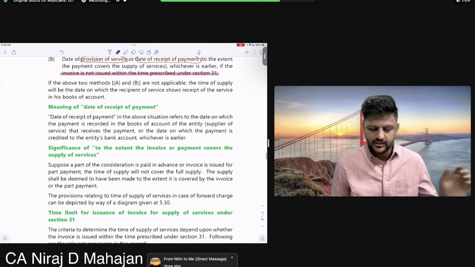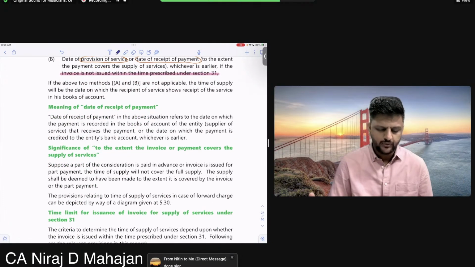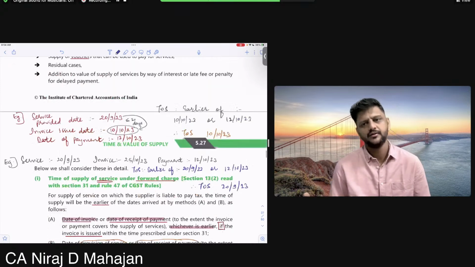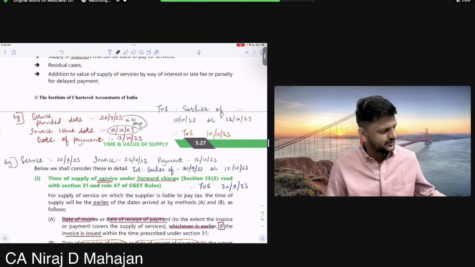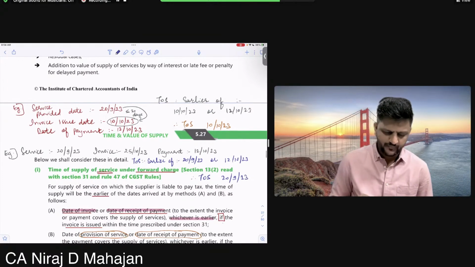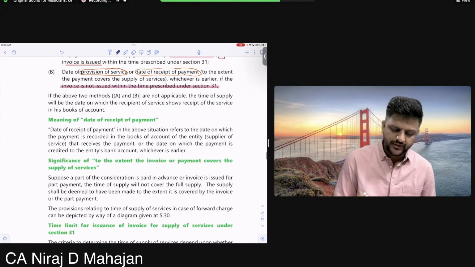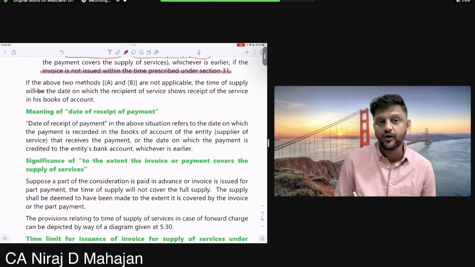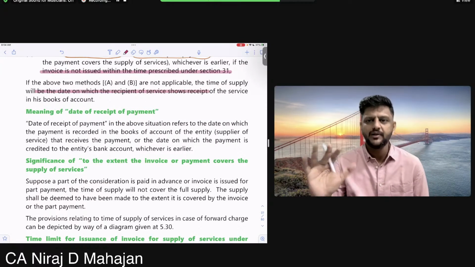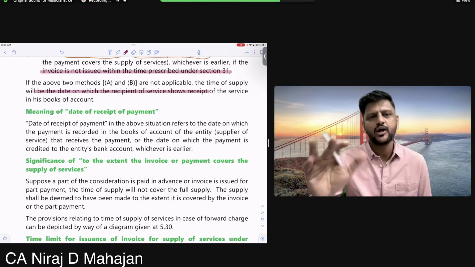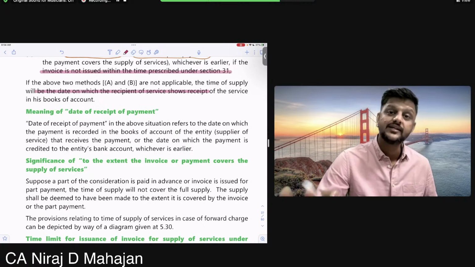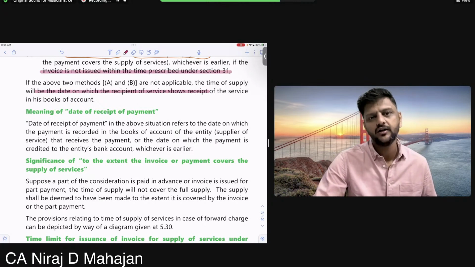If both methods are not applicable, then time of supply will be the date on which the recipient of service shows receipt in his own books. If we are unable to find any kind of records, cash book, or the supplier's own books are not available, no invoice, nothing is available. From the supplier side, nothing is available. He is not keeping any records. Everything is in cash, no records maintained. So we go to the recipient's books and check when they received the service.